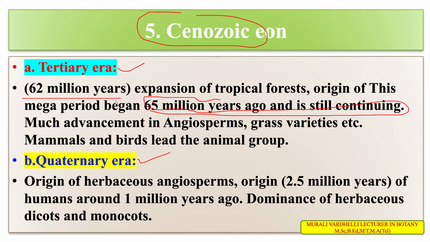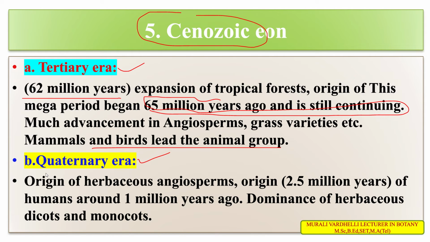In this era, much advancement of angiosperms, with the exception of tropical forest, and origin of grass varieties, etc. Mammals and birds, the land animal groups. That era is the tertiary era.